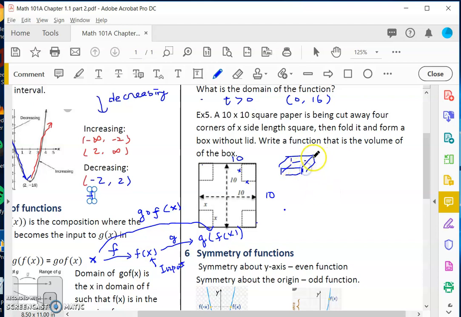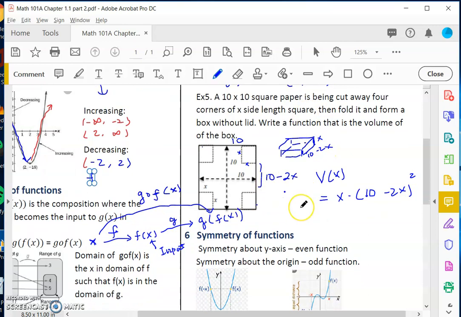So the height would be the square formed by you cutting it out. And what would the side length be? Length and width would be 10 minus 2x, right? Because you cut off x, 10 minus 2x. So what is the function of the volume? The volume V of x would be equal to x times (10 minus 2x) squared. 10 minus 2x here, 10 minus 2x here, and then an x. Length times width times height. So this would give you the function.